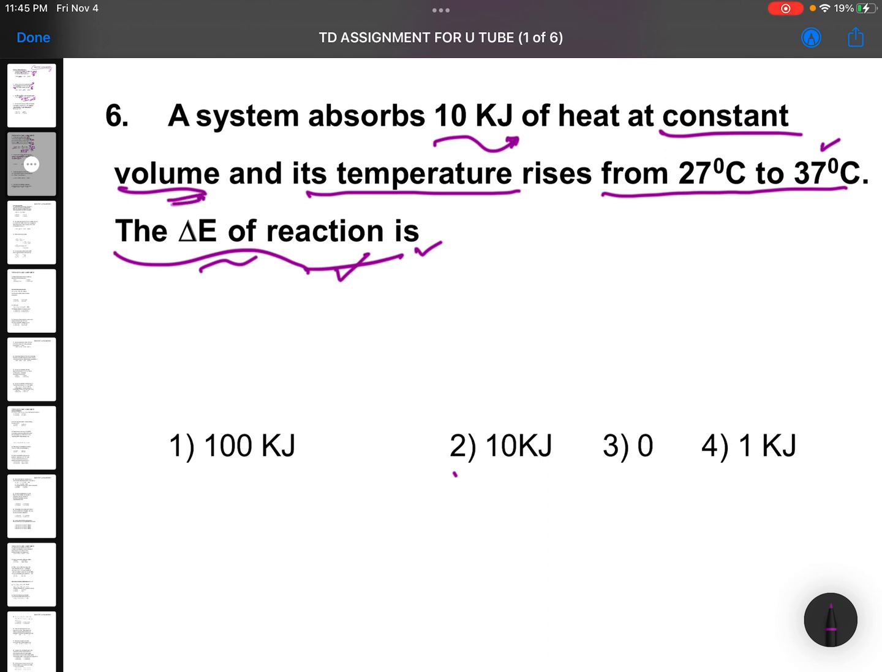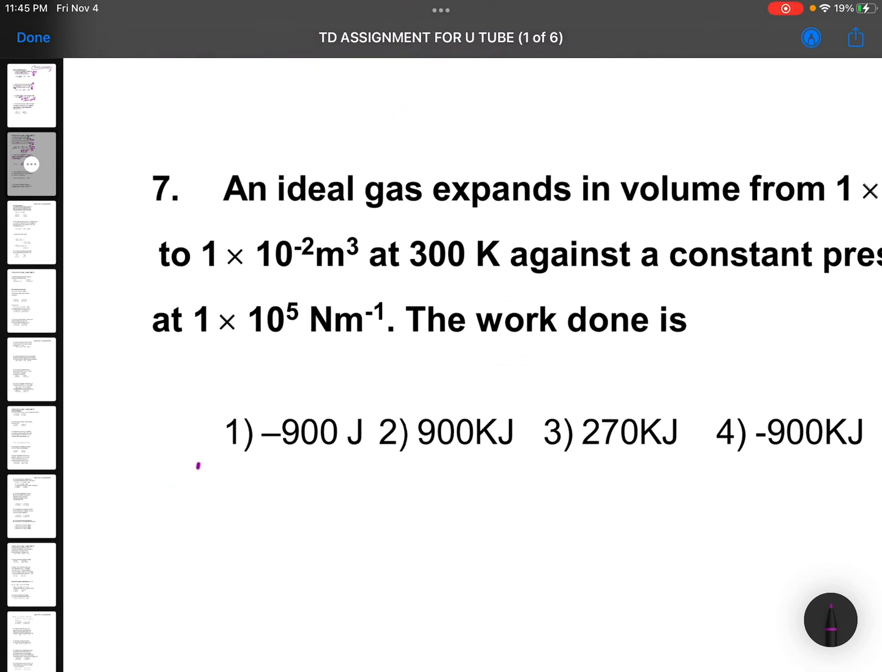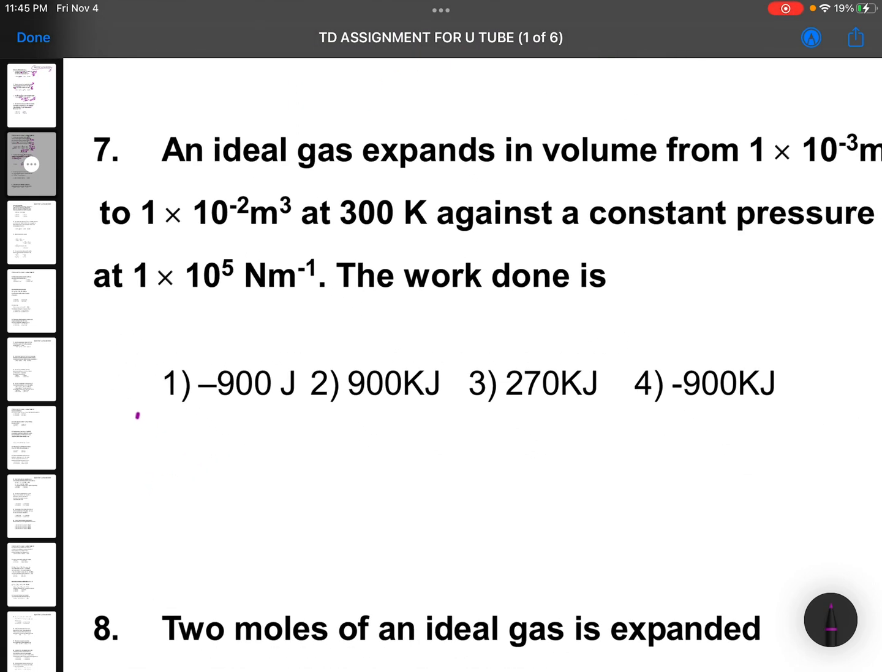Volume is constant means delta V is 0, so work done is 0. When work done is 0, whatever energy you are supplying is used for the change in internal energy. Learn concepts. Simple this is.